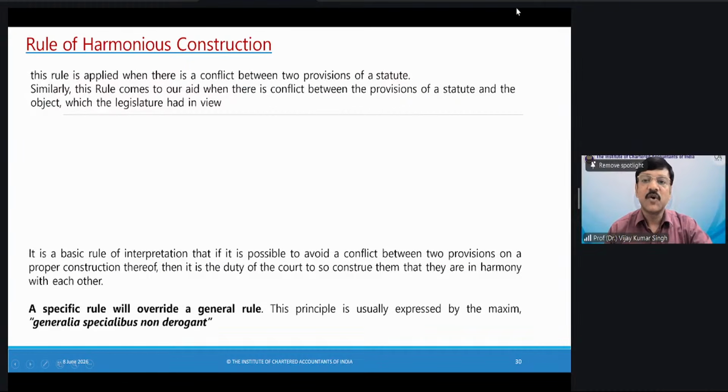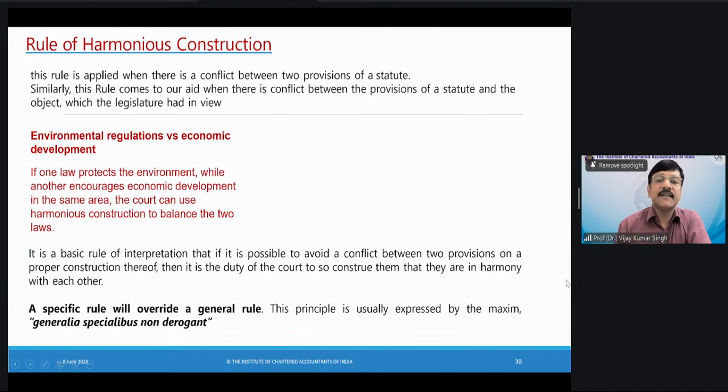Then there is something which is called the rule of harmonious construction. The rule of harmonious construction comes into the picture whenever there is a conflict between two statutes, or rather when there is a conflict between two provisions of a statute. The rule also comes into support when there is a conflict between a provision of a statute and the object for which the law has been made. So let us take an example: environmental regulations versus economic development. Most of the time, this is a conflict which will be coming up.